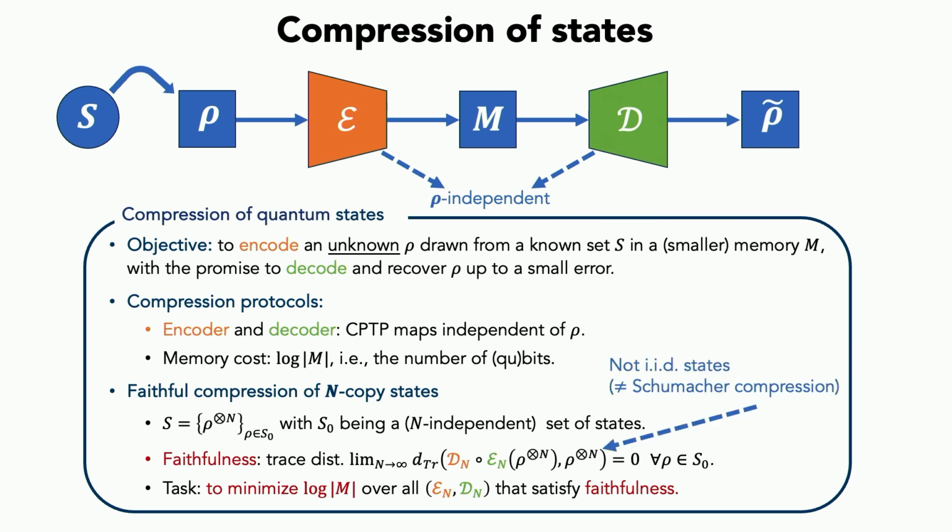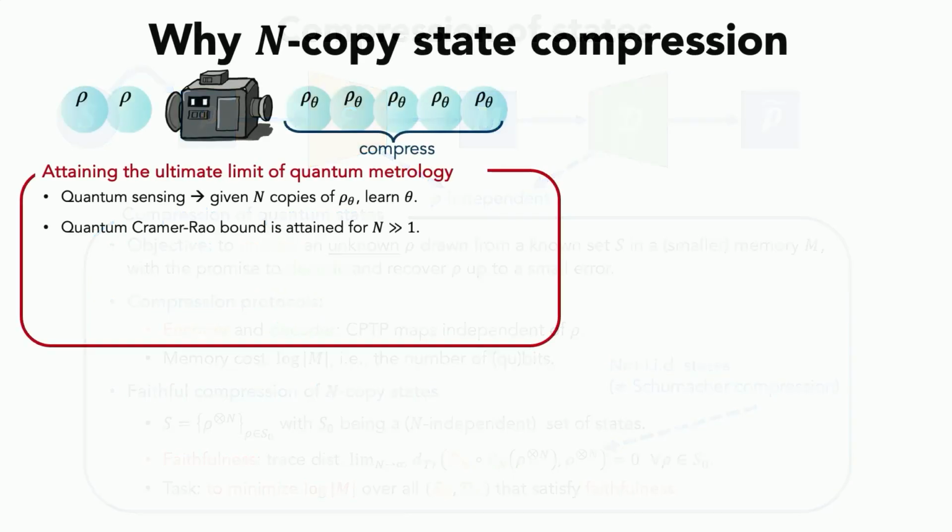Notice that the states we are compressing are of the form rho tensor n, which are not IID states, so it's different from the Schumacher compression or Shannon compression you're more familiar with. But why do we consider this new type of compression? This has to do with learning and metrology, because the n-copy states are a natural resource in metrology, let's say.